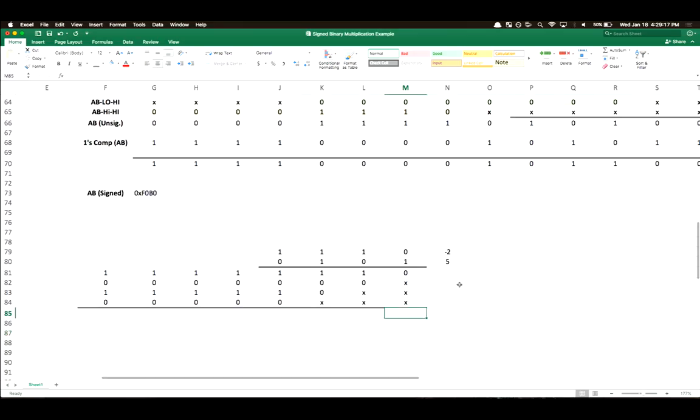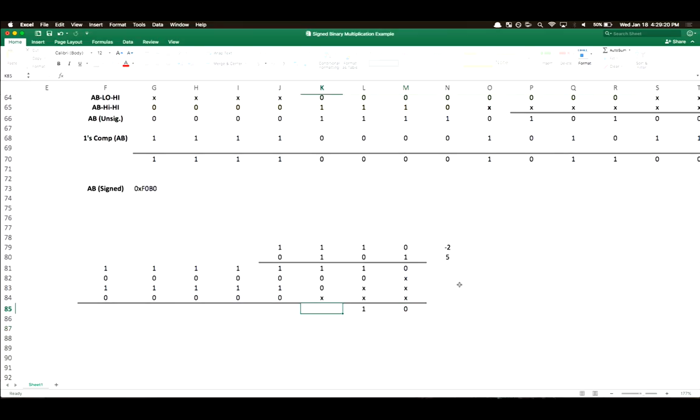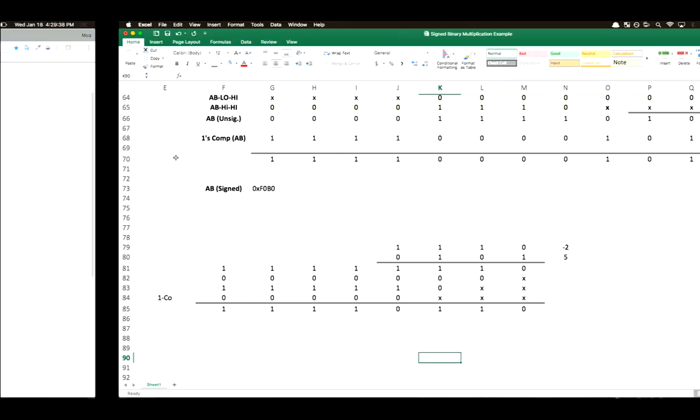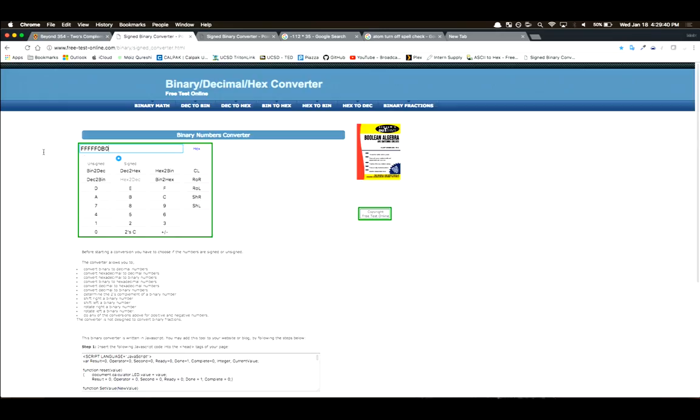So 0, 1, 1, 0, and then that has a carry of 1, so that's going to be a 1 here, then another carry of 1, another carry of 1, another carry of 1, and a 1 carry out. So if we look at this, F6, that should be -10. There you go. Yeah, so -10.